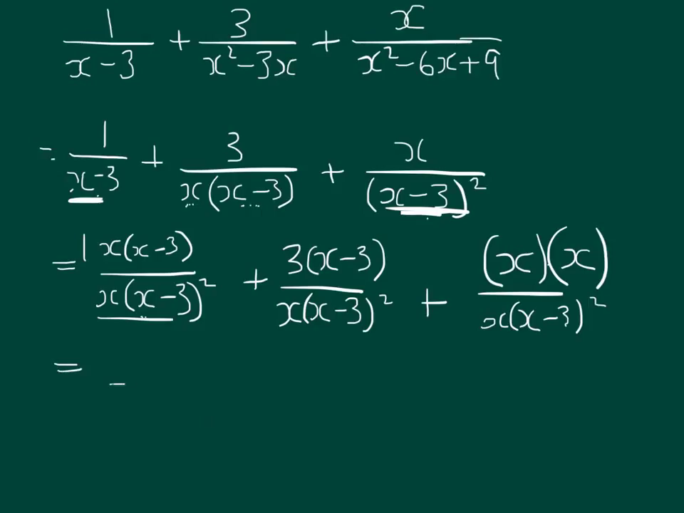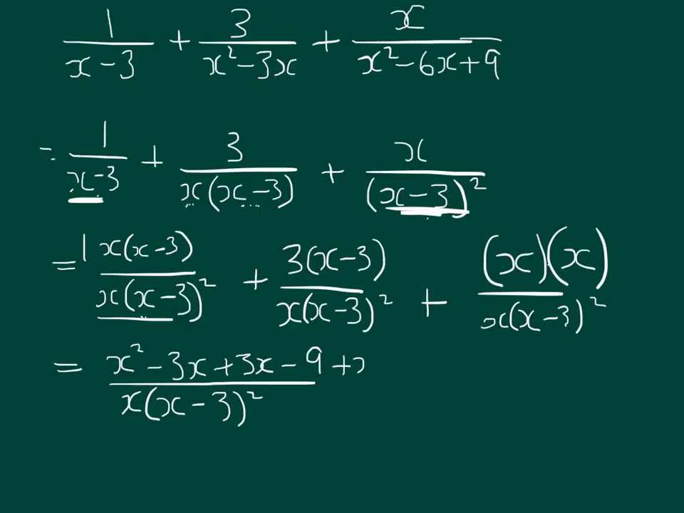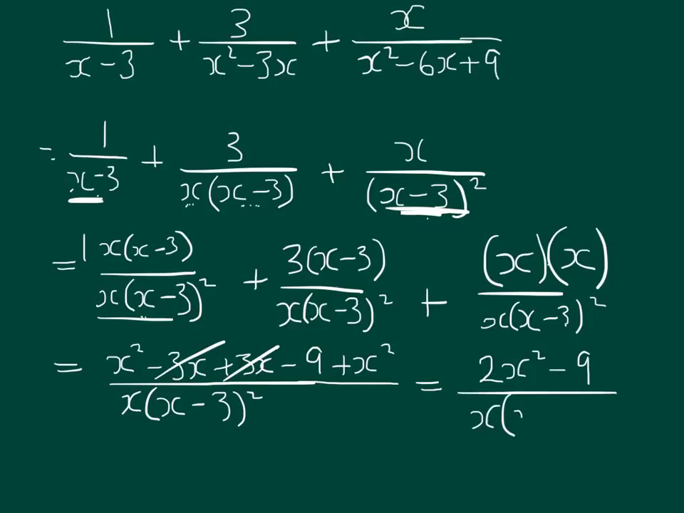So then we can write this all over x times x take 3 squared, and when we expand each of these, we get x squared take 3x plus 3x take 9 plus x squared. So these are going to cancel, and we're going to end up with 2x squared take 9 over x times x take 3 squared.